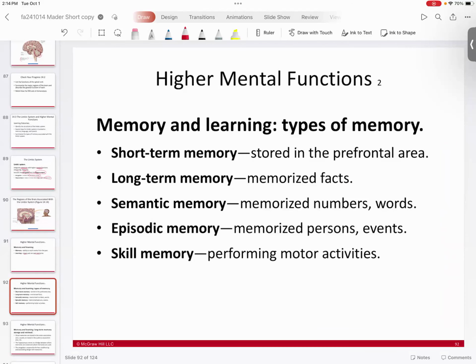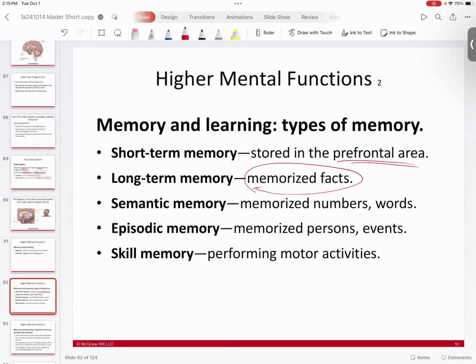So when you take a look at memory and learning, you have a couple of different types, right? So first of all, you have short-term memory, which is generally stored in the prefrontal area. It's just like a temporary holding bin for memory. Long-term memory is where we have memorized facts. It's embedded deeply into your brain.